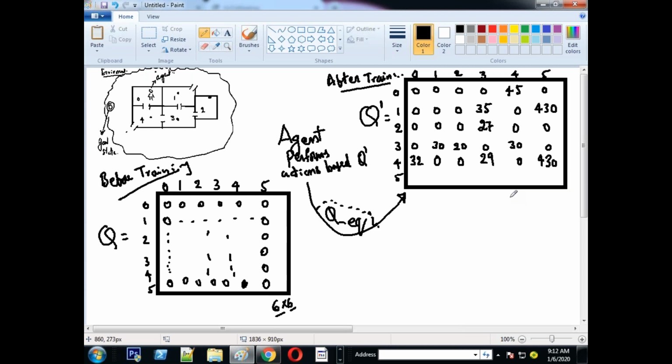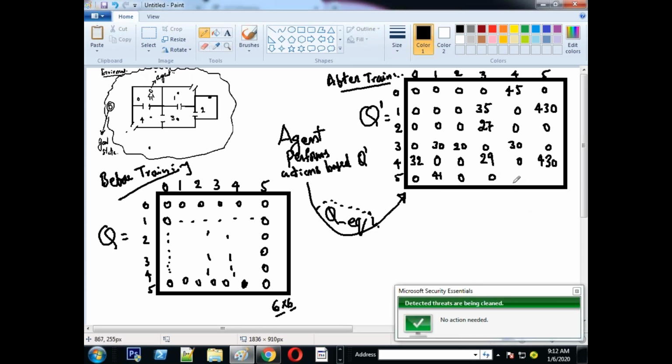Okay. Next, finally, I am keeping you in the goal state number 5 only. Now, how will the values be? Just guess it. 5 to 0, 5 to 1, 5 to 2, 5 to 3, 5 to 4, 5 to 5.